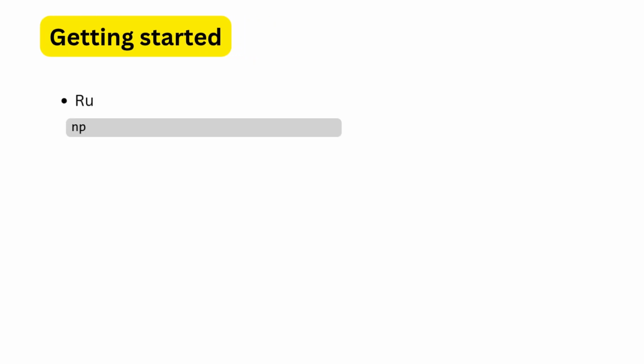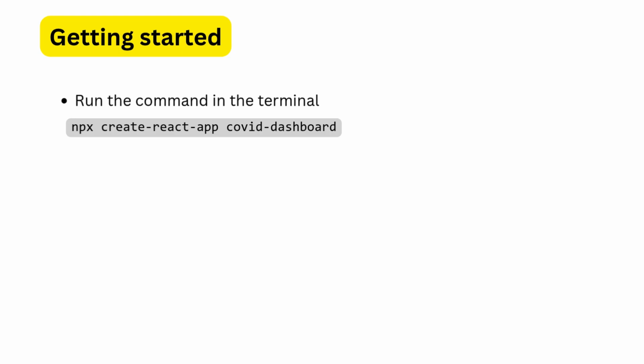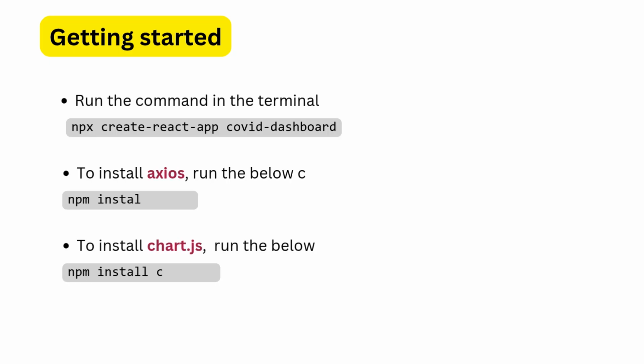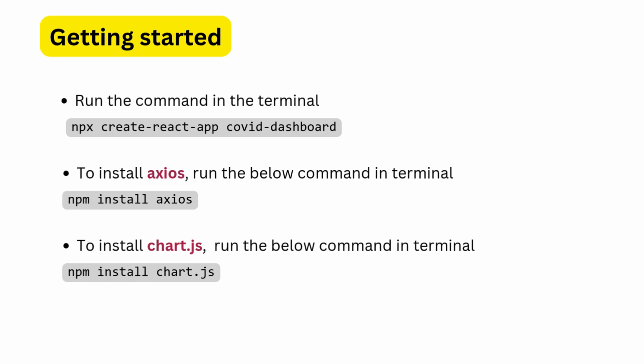Now first run the command in the terminal: npx create-react-app covid-dashboard. This will initialize the React.js application. Next, we need to install Chart.js and Axios in your application. You will need to run the commands shown on the screen to install these: npm install axios, npm install chart.js.